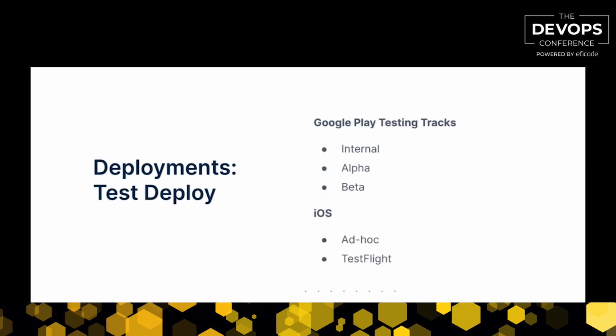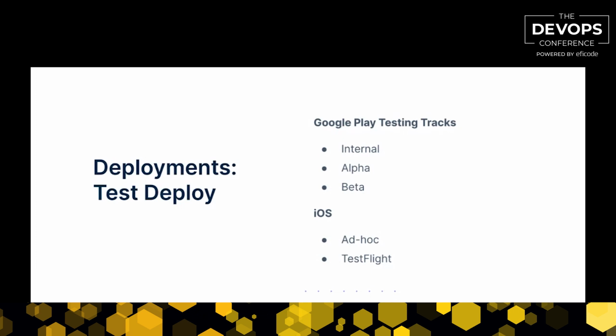So let's talk about test deployments. Typically, your app will go through multiple rounds of manual testing, and that will involve deploying to what's called testing tracks or internal testers. For Google Play, there are 3 testing tracks. There is internal, which is the only track where you can deploy unconfigured applications. You can deploy to up to 100 users, so this is great for your internal manual QA or sharing with stakeholders.